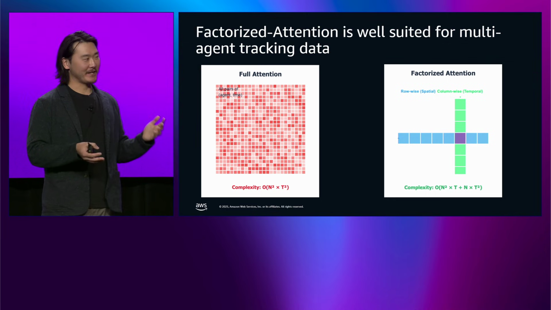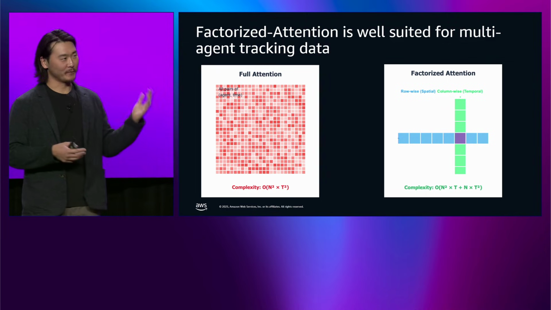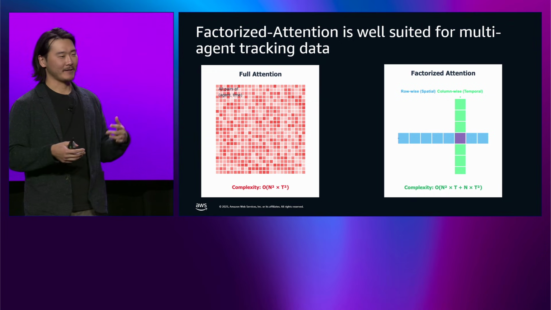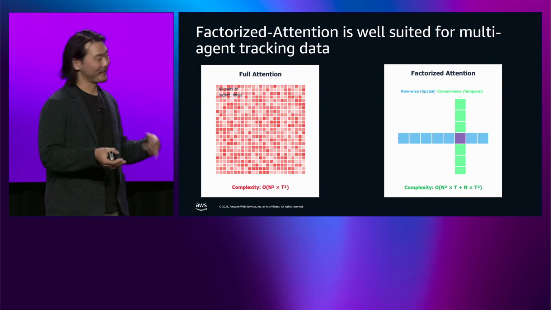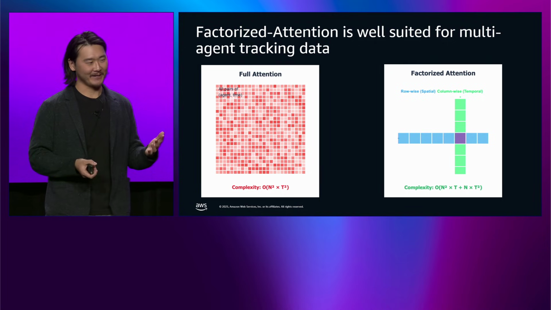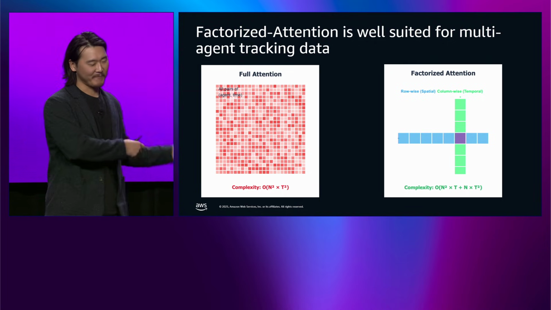The analogy that I like to use is that using full attention is like trying to solve a math problem while riding a unicycle and juggling. And then factorized attention is basically just trying to do one task at a time.